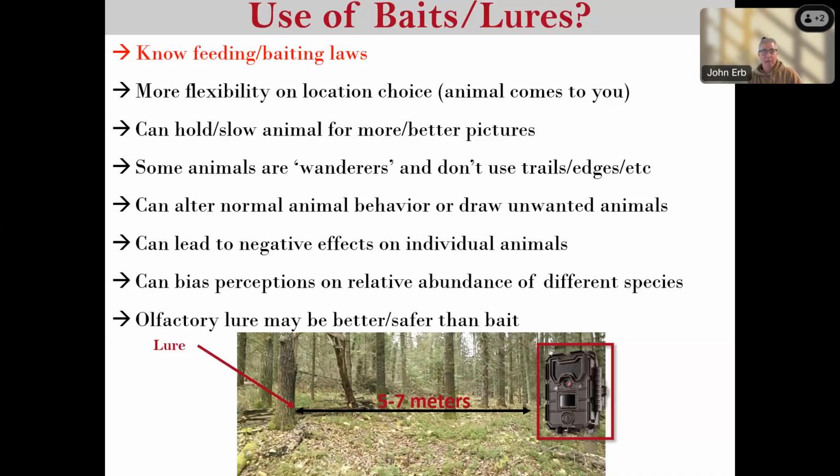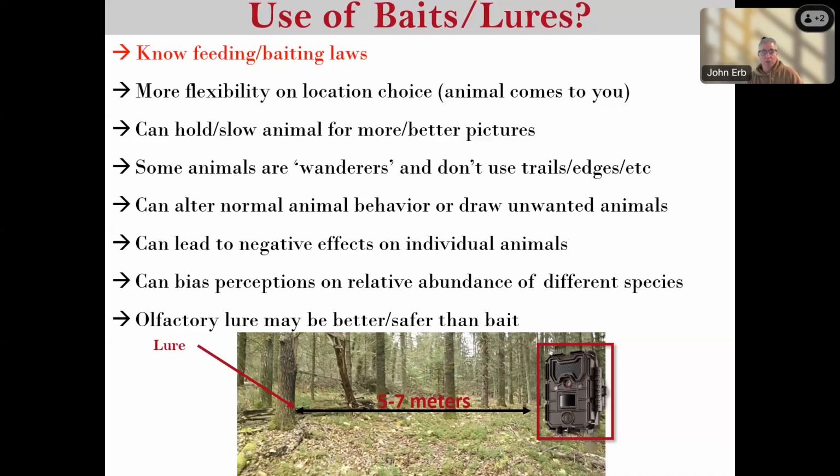One of the things these baits and lures do is give you more flexibility on where to put the camera. Instead of trying to find the perfect trail where you think all animals are going to come, you put a lure out and these animals are going to come to you. You still want to put it in what you think is a good habitat, but more flexibility. It also tends to slow animals, hold them better. You tend to get more and better pictures. Instead of one picture of a wolf racing by the camera, maybe they slow down and stop and sniff and you get 6 nice pictures.